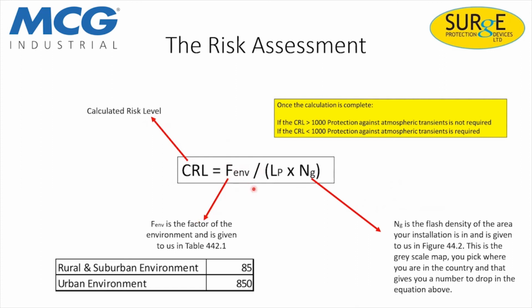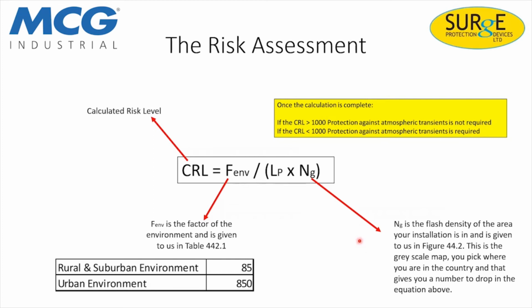Our factor of the environment is given to us in table 442.1, which I've recreated here. So for a rural and suburban environment, we start with 85, and an urban environment, we start with 850. The LP we're going to calculate, which I'm going to move on to on the next slide. And the NG is the flash density of the area your installation is in, so the lightning flash density, and is given to us in figure 44.2. So it's page 102 in your regs where you've got that grayscale map. You pick where you are in the country, and that gives you a number to drop into the equation.